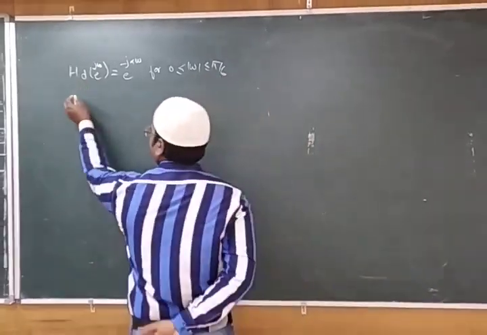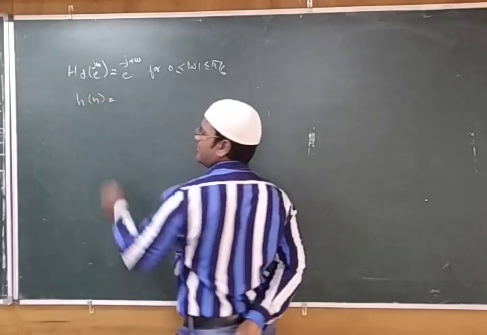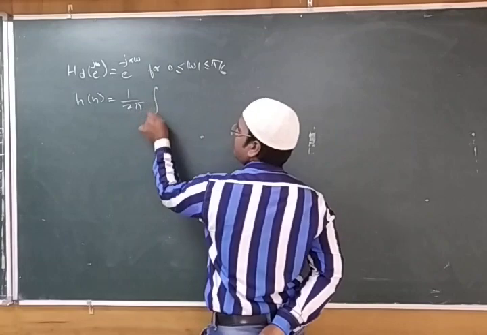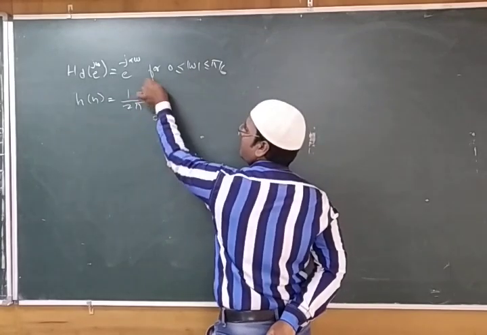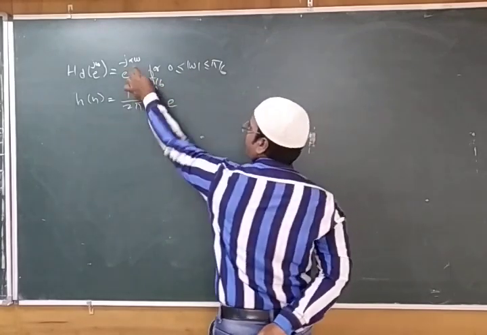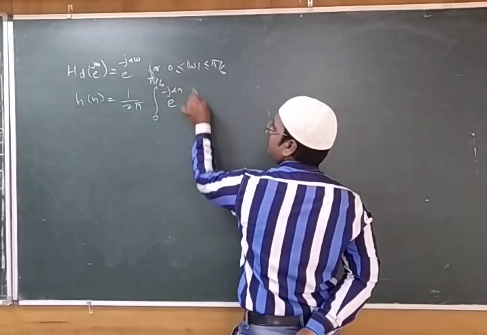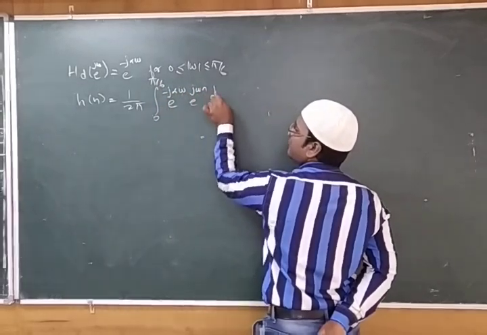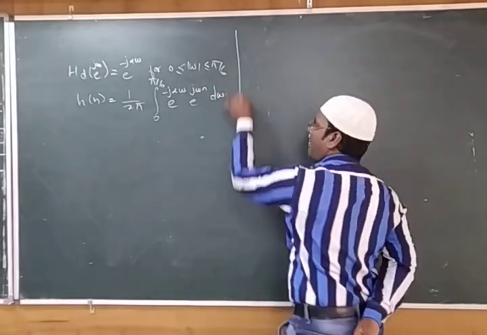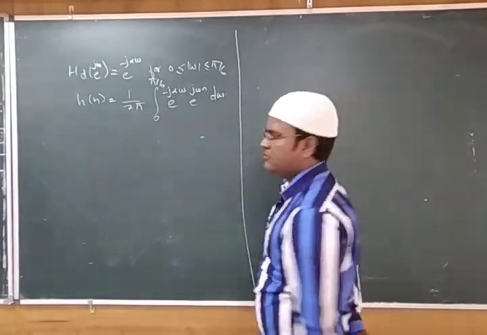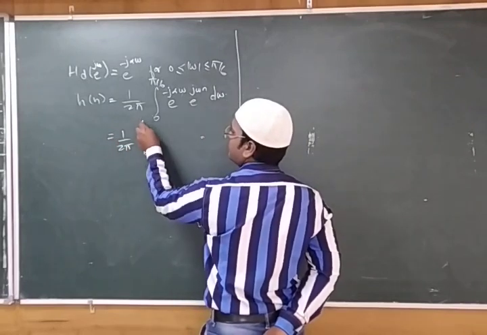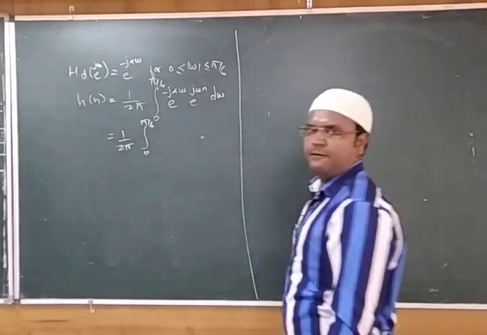So from there we need to find h of n. What is the h of n? How do we get it? By applying the inverse transform: 1 by 2 pi integrating from 0 to pi by 6, e power minus j alpha omega into e power j omega n d omega. So by using this relation we need to find it. We are putting it as it is: 1 by 2 pi as it is, integrating from 0 to pi by 6, right?